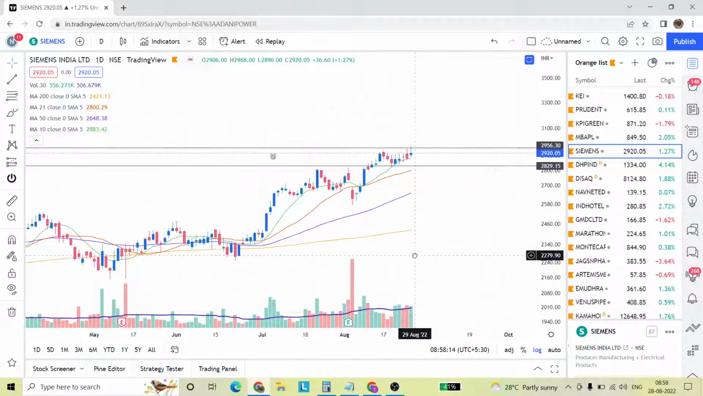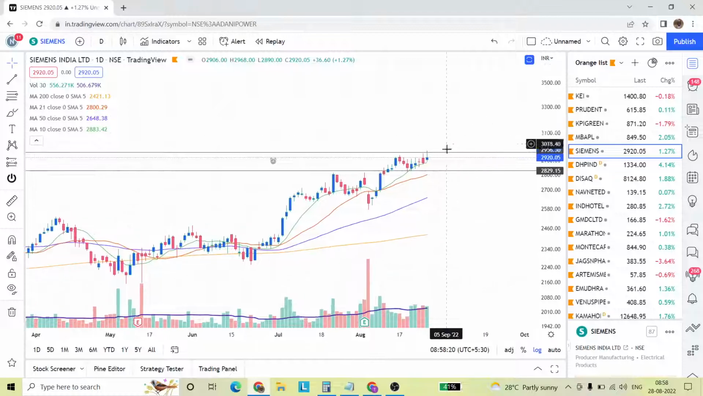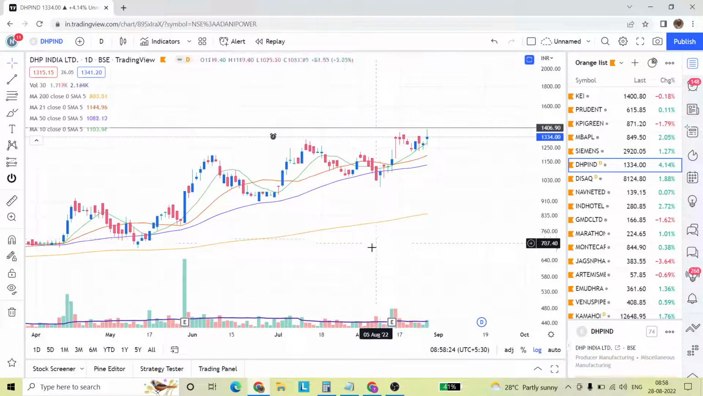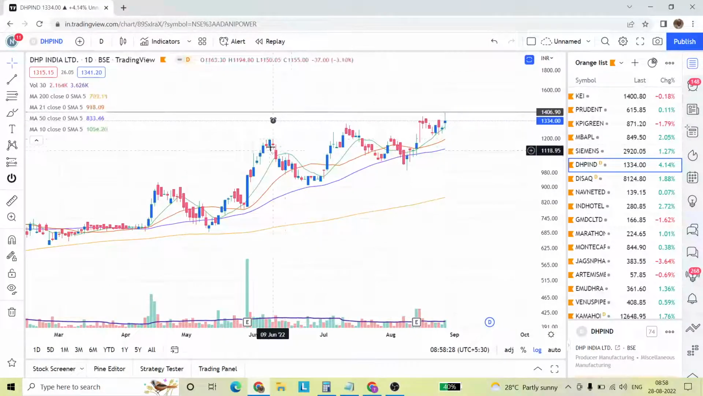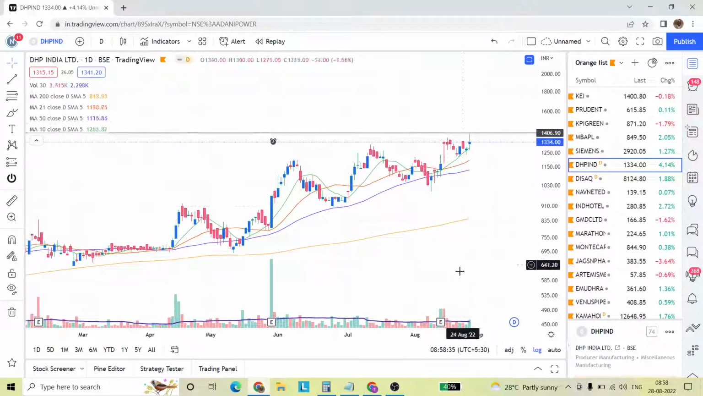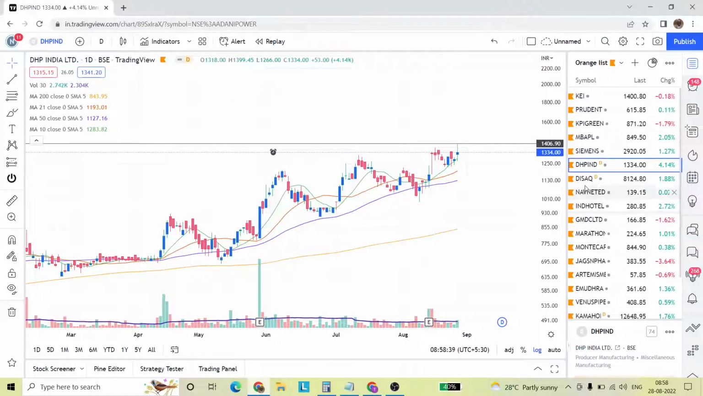Siemens India is also showing a bit of contraction here, and we'll be looking to take this breakout if it ever happens. Now DHP India, as you can see here, this is the first contraction, second contraction, and the third contraction is small. There is not much supply, volume is less. If it breaks out, I'm going to buy.